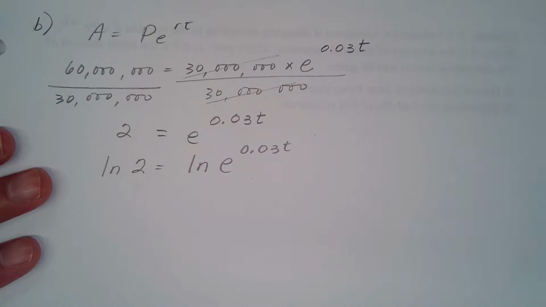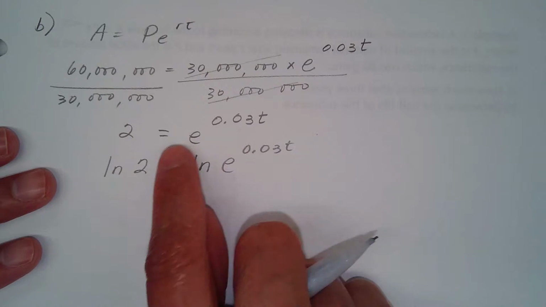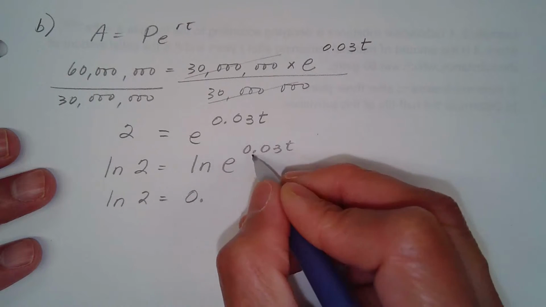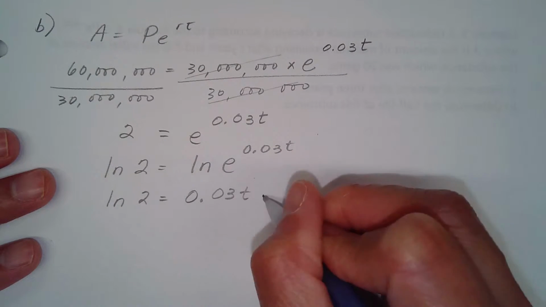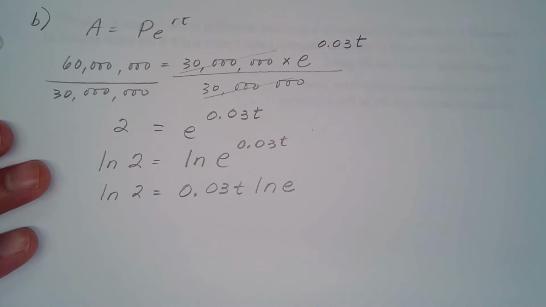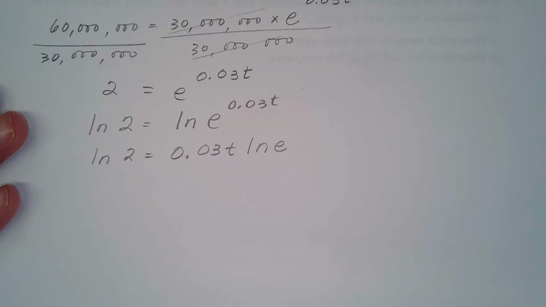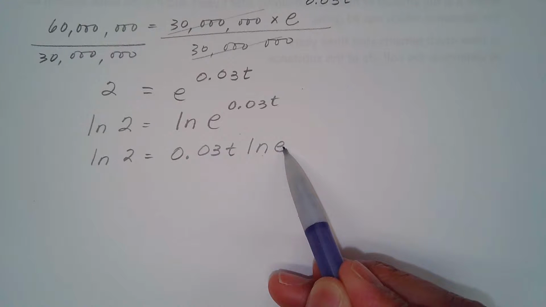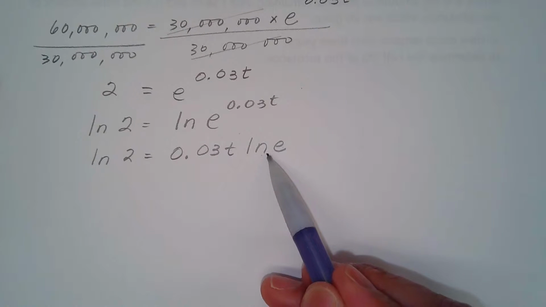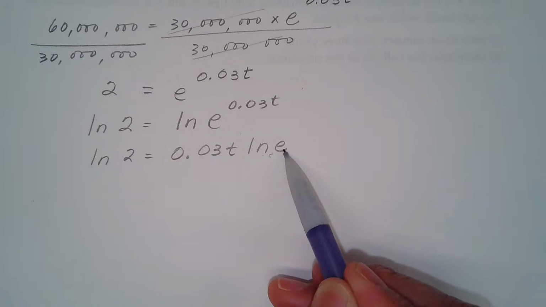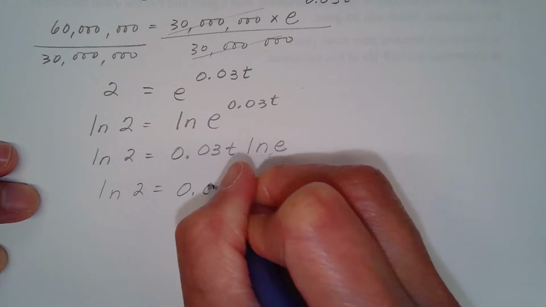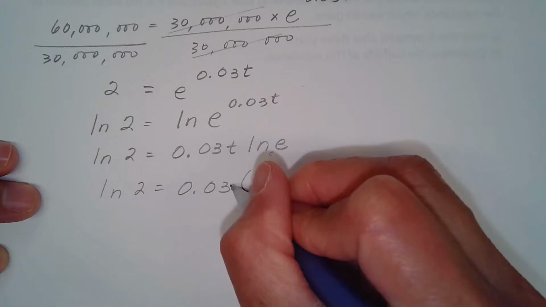Okay, so you can see I'm showing every single step. And then I'm going to take that exponent and move it to the front, so it's still natural log of 2 equals 0.03t times natural log of e. Okay, well, now what happens? Now, natural log of e is equal to 1, right? So, what exponent for e do I need to make e? Well, just 1. So this is going to be natural log of 2 equals 0.03 times 1. Oh, I forgot the t.